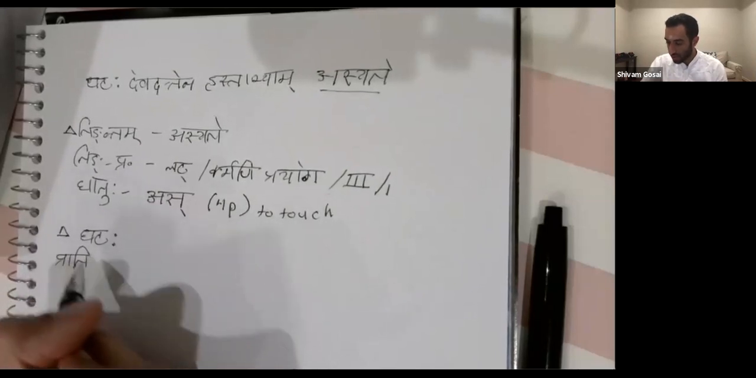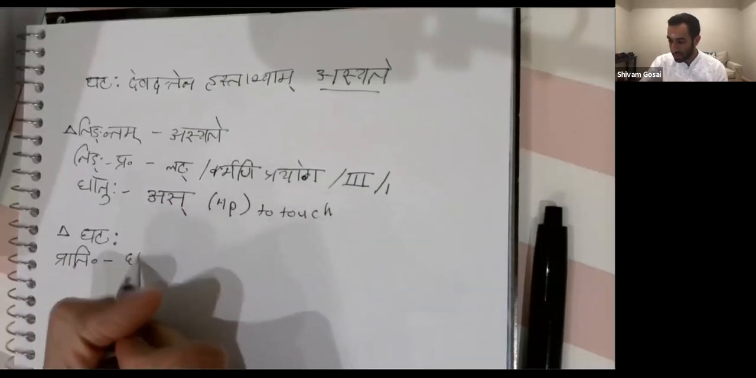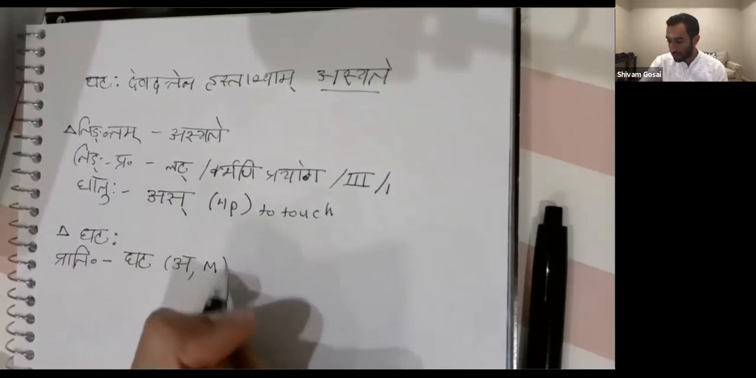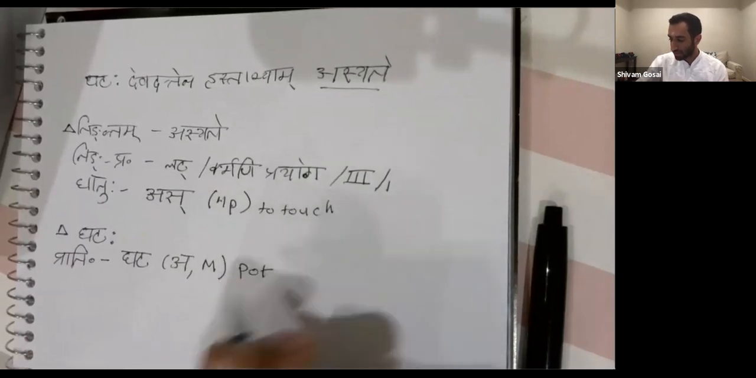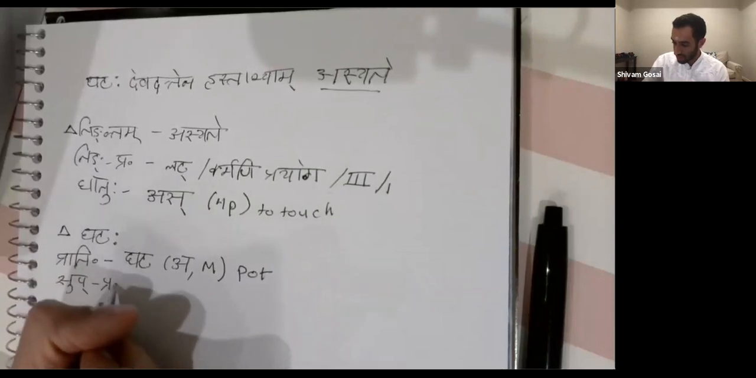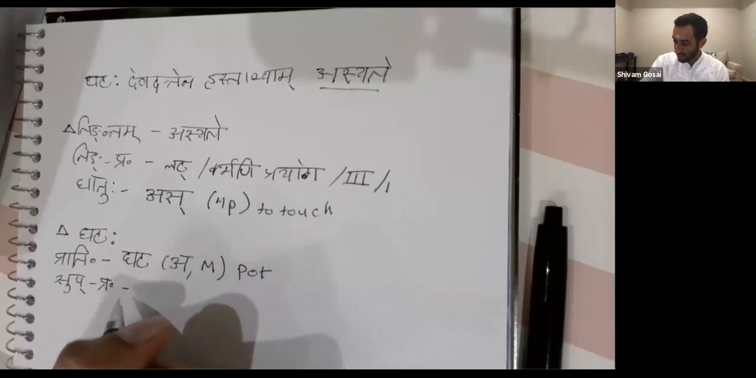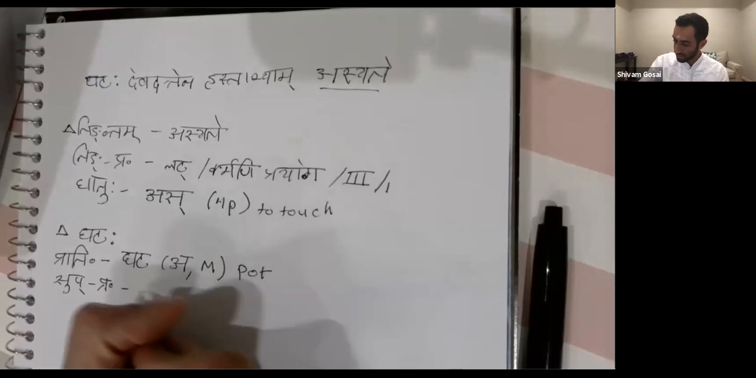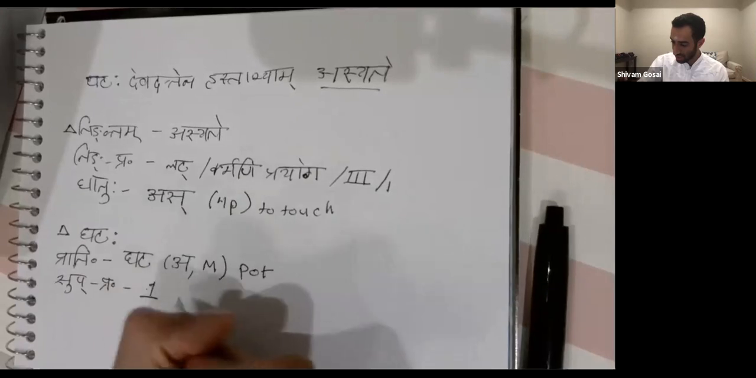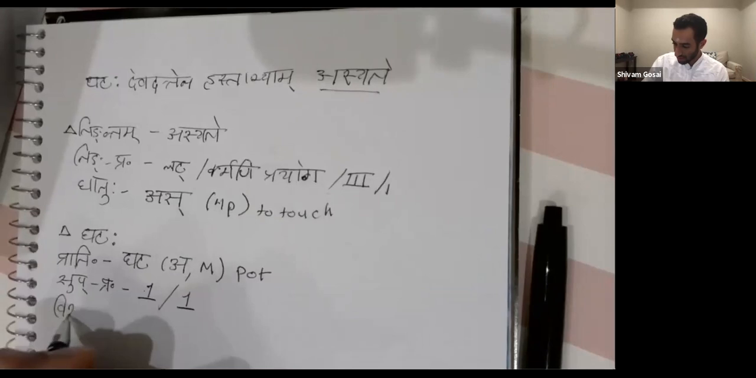Pratipadikam. I'm just writing some shorthand, so I'm just going to write prati. Pratipadikam is gata, akaranta punlinga, meaning pot. Supratyaha is Prathama Vibhaktihi, Ekavachanam, and Vibhaktyartaha.